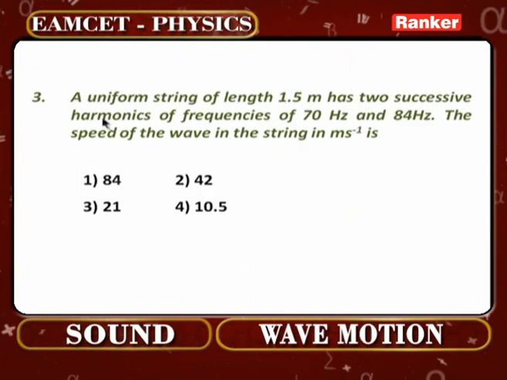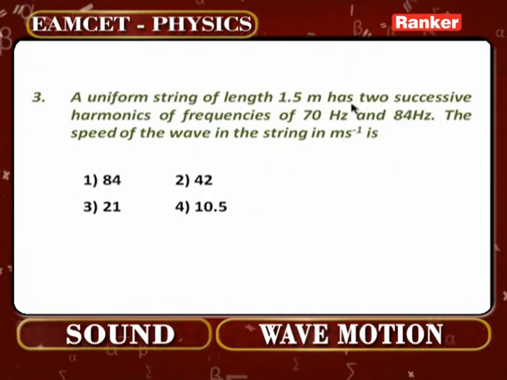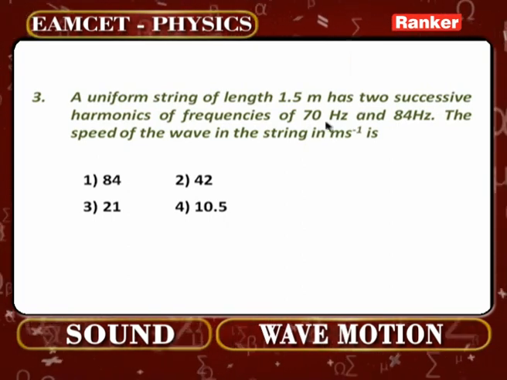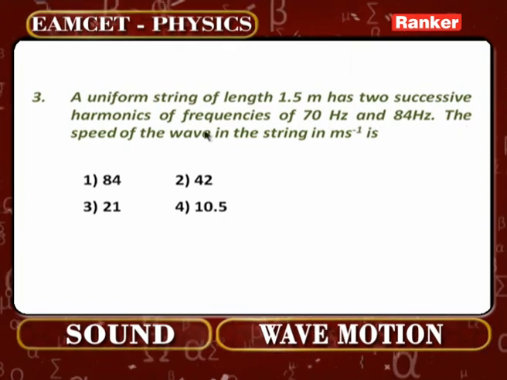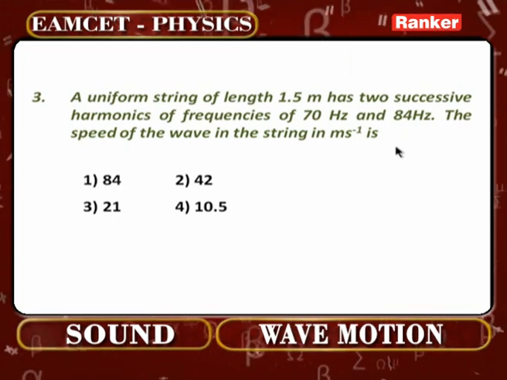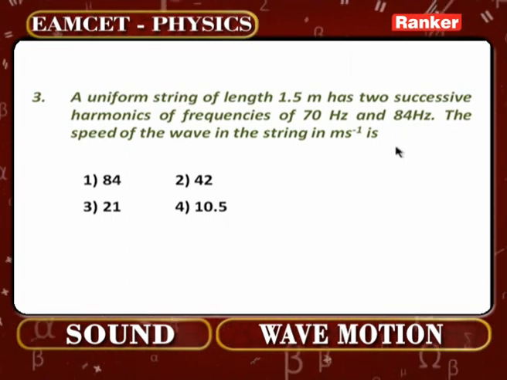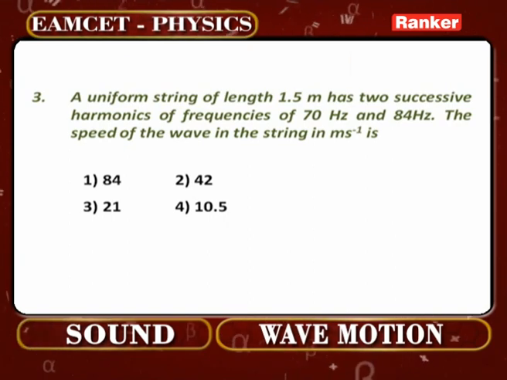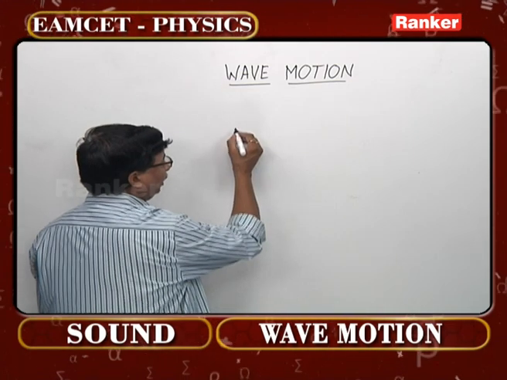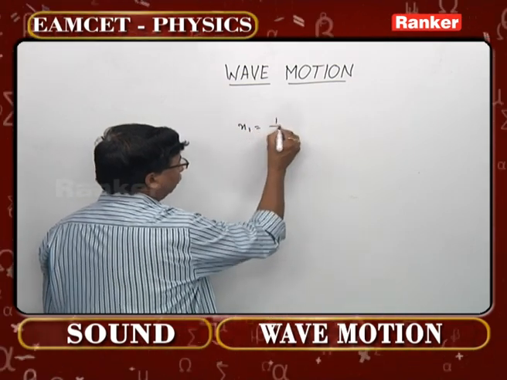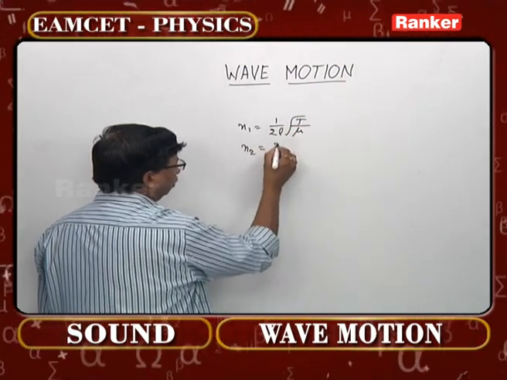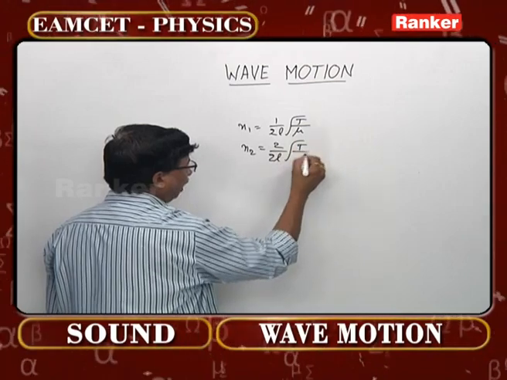Check that one. A uniform string of length 1.5 meter has 2 successive harmonics of frequencies 70 Hz and 84 Hz. The speed of the wave in the string in meter per second is how much? Just now I have reminded you, in the case of a sonometer, where a string is made to vibrate with different harmonics, N1 will be 1 by 2L root T by mu. N2 will be 2 by 2L root T by mu and so on.